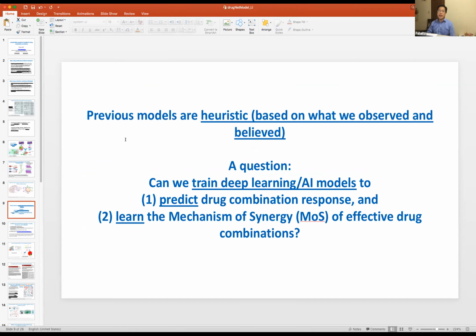And then recently, predictive models, especially artificial intelligence models or deep learning models, have become very popular because they can have much better results compared to existing machine learning models. So we want to ask the question: can we train deep learning or AI models to predict drug combinations? I believe most of you will believe, yes, it can definitely do drug combination prediction. The second question is whether it can learn the mechanism of synergy. That's very interesting for us, because we want to understand what the real targets are that play important roles in regulating drug combination response.